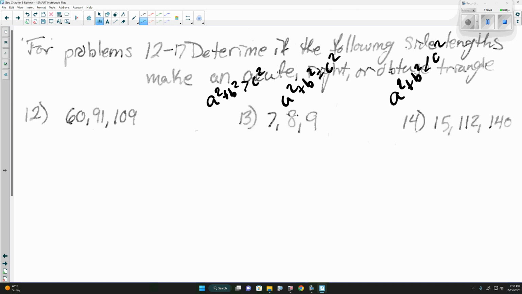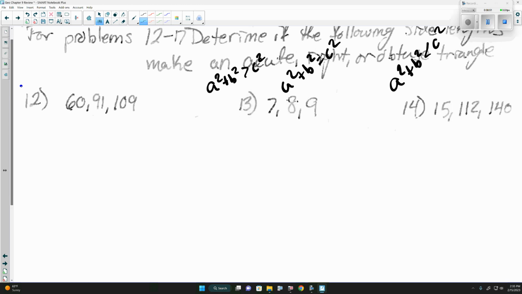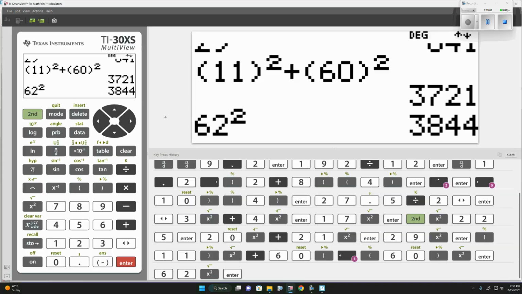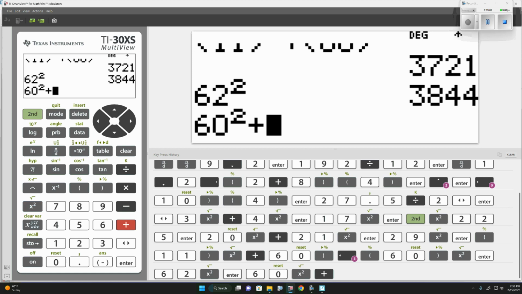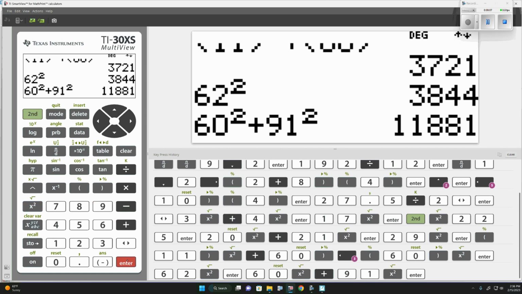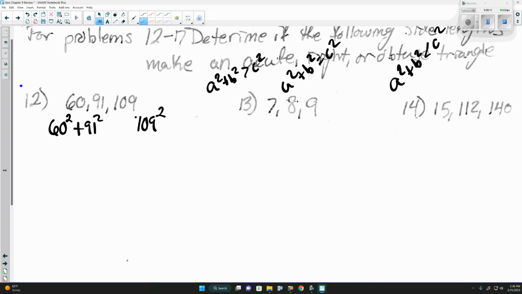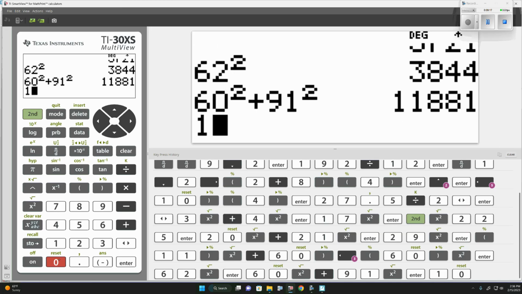And we can pick any of these here and plug it in. So for 12, we can say 60 squared plus 91 squared and see how it compares to 109 squared. So 60 squared plus 91 squared is 11,881. Now we need to see what 109 squared is.